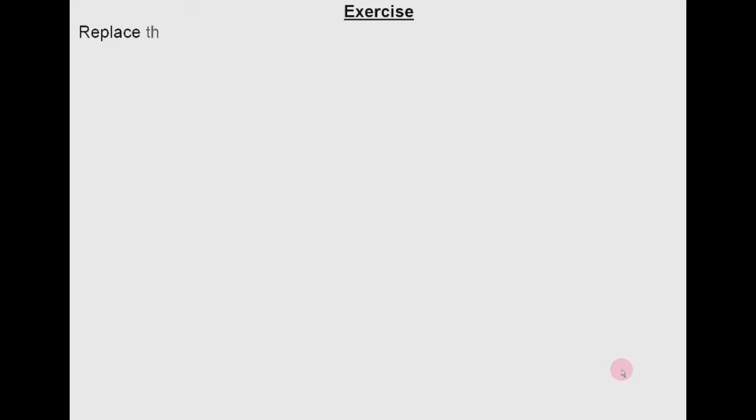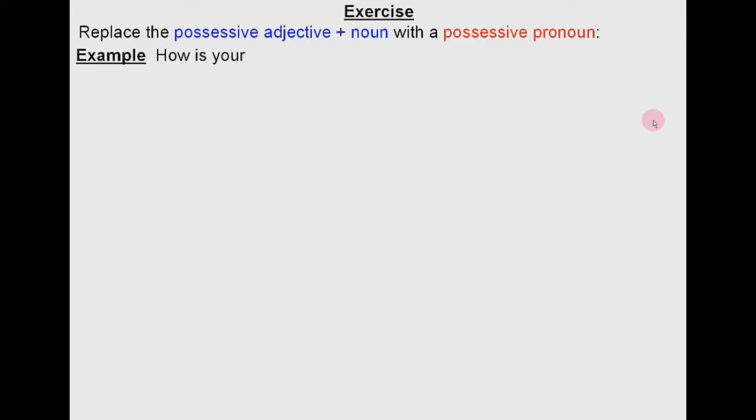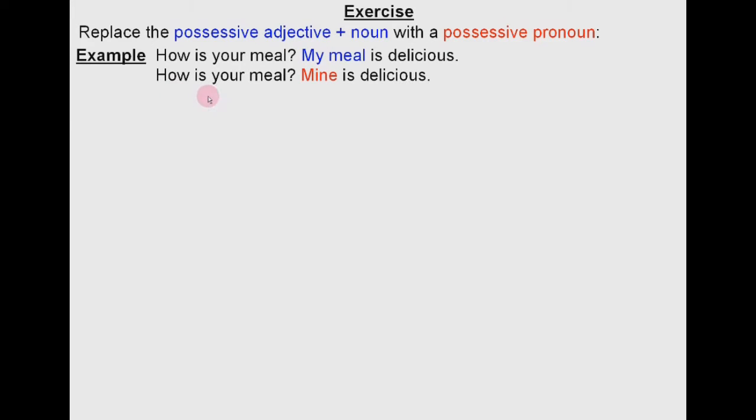Exercise. Replace the possessive adjective plus noun with a possessive pronoun. Example. How is your meal? My meal is delicious. Well, the answer here is: how is your meal? Mine is delicious. So we are replacing my meal with the possessive pronoun mine. Because when it is like this, we are no longer repeating the word meal.